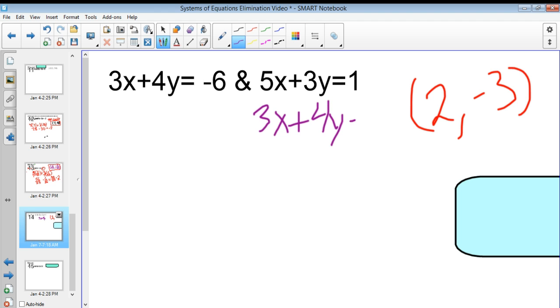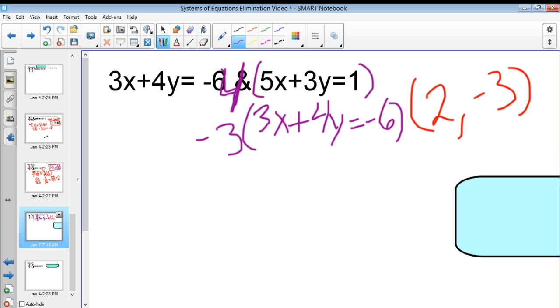So again, here I have to try to figure out if I'm going to get rid of my y's, then I need to have those opposite coefficients. So I'm going to multiply this top one by 4 and the bottom one by negative 3. That way I'll have 12y on top and negative 12y on the bottom.